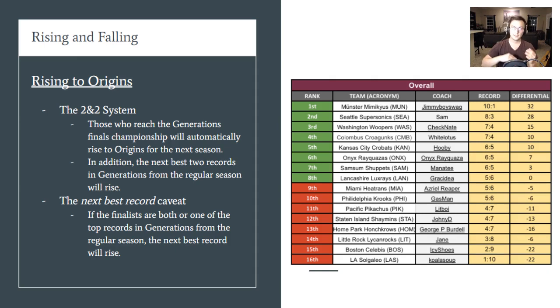So, the next best record caveat is something that should be mentioned here. I can explain it a little bit better in an example, but basically, if the top 1 or 2 records are in the finals, then of course we're not just gonna raise them twice. That wouldn't make sense. So we move down 1, right? The next best record that is not the 2 in the finals will be moving up.